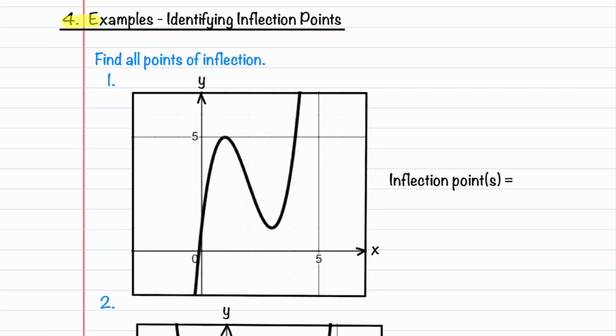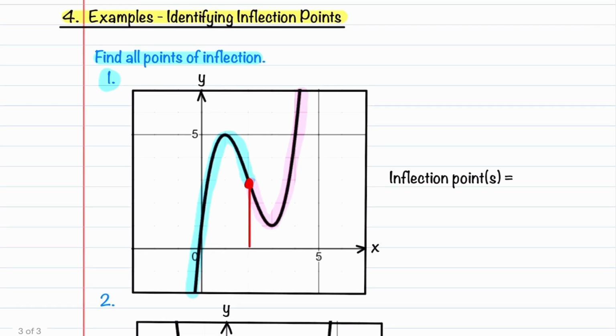We're now going to walk through some example problems where we're going to find all points of inflection on a graph. In our first example, our curve changes from concave down to concave up. This change occurs at this point, which corresponds to x equal to 2 and y equal to 3. Our inflection point is then the point (2, 3).